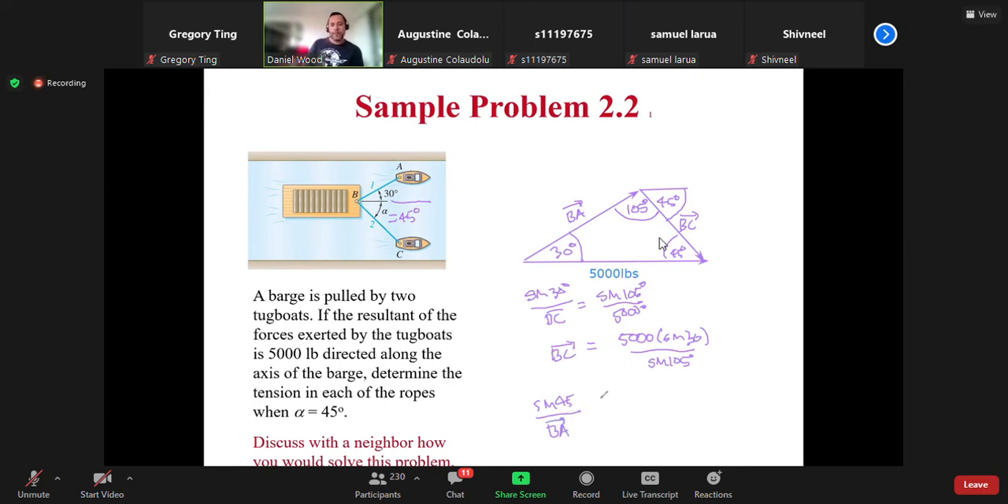Okay, so sine of 45 over BA equals sine 105 over 5,000. So therefore, BA is equal to 5,000 times sine 45 over sine 105. And I've got the two components, 1 and 2, which are the tension in each of the cables.